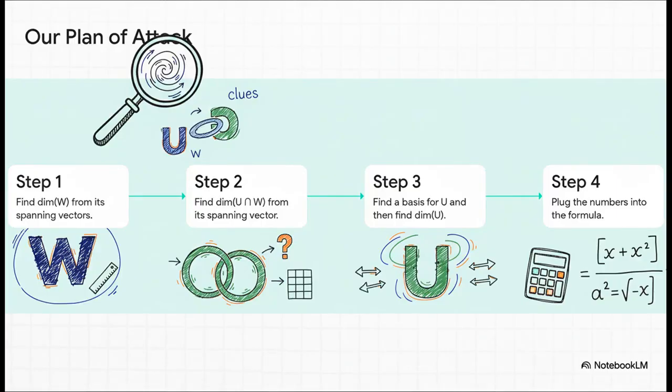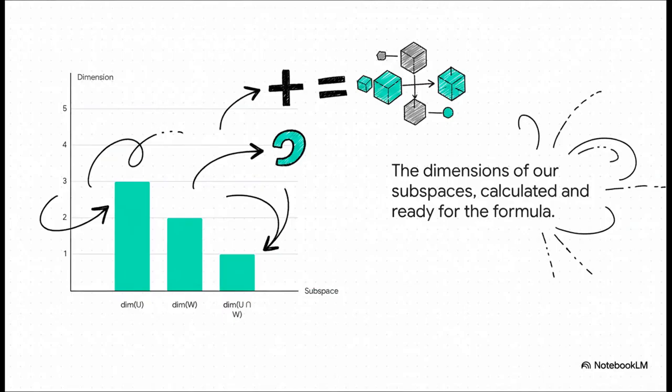With that formula in hand, our strategy is actually pretty straightforward. We're just going to break it down. We'll use our clues to find the dimension of W, then find the dimension of the intersection, and then find the dimension of U. Once we have those three numbers, all we have to do is plug them into the formula. Easy enough, right? So after we do a little bit of work behind the scenes, checking if those vectors are linearly independent, which is how we find the dimension, this is what we get. We find that the dimension of U is 3, the dimension of W is 2, and the dimension of the space they share, their intersection, is just 1.